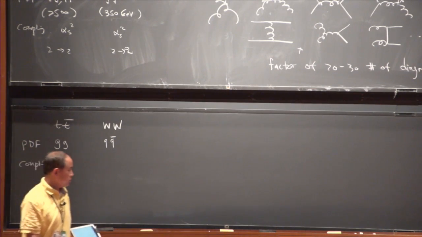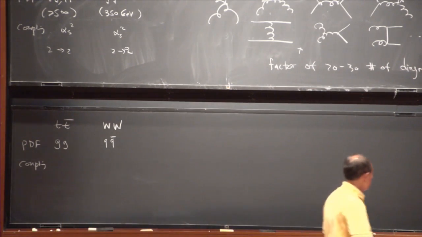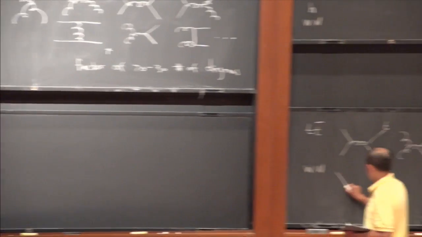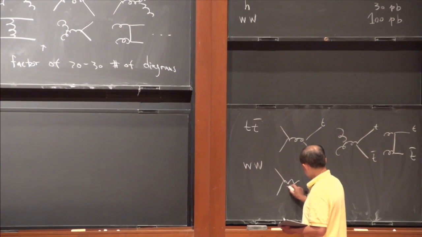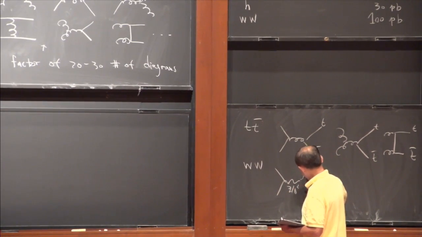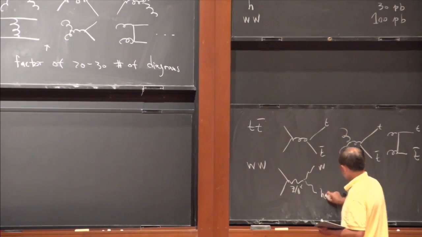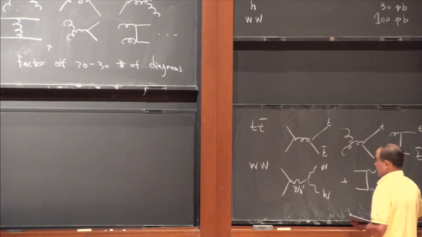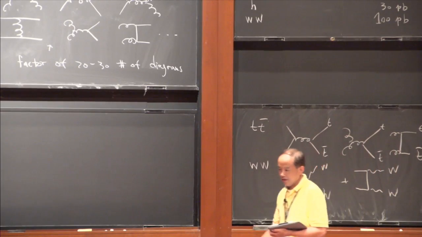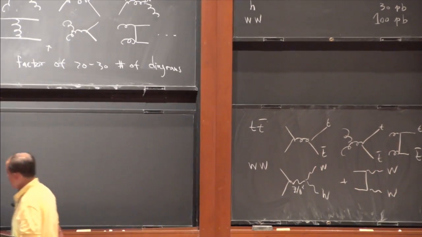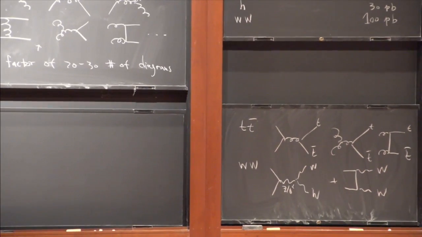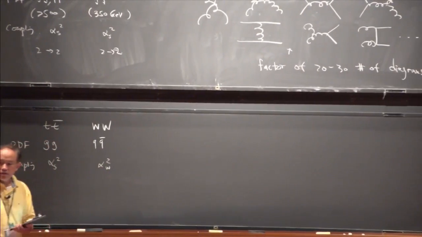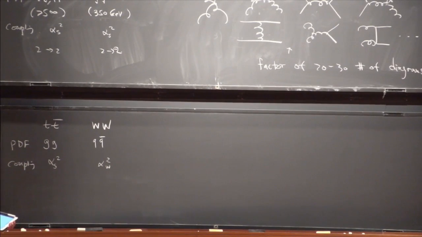And the coupling. So QQ bar to W, I think you probably all know how to draw this diagram. WW, and it's Z gamma star to WW. There are these diagrams, and the couplings: here is alpha S squared, here is alpha W squared.